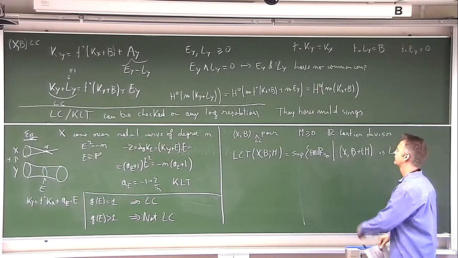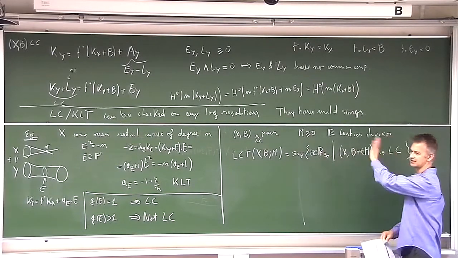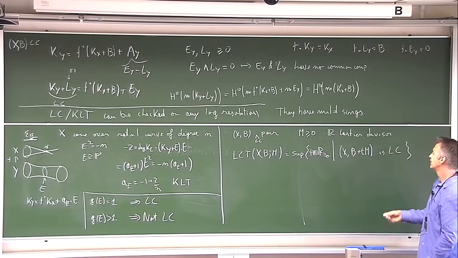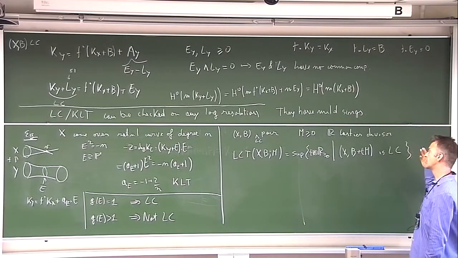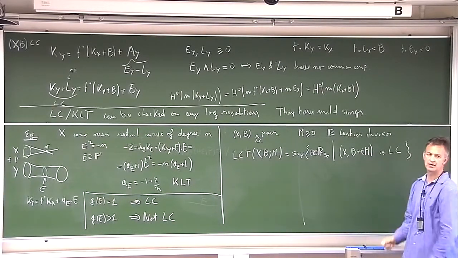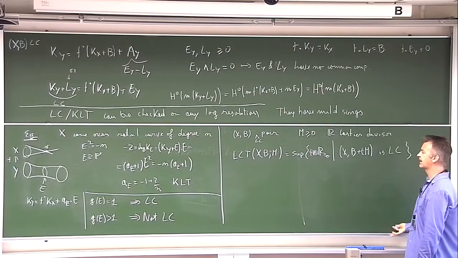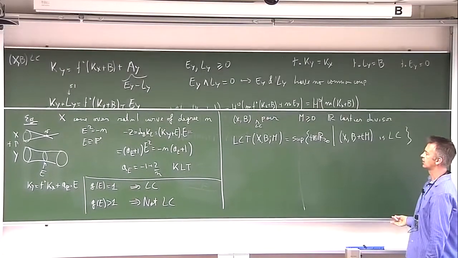So, okay, if I pick M to be 0, this is not interesting. Let's just assume that M is non-zero. Then for some sufficiently big value of t, it will be not log canonical, and there'll be a threshold, a maximum value of t where it is log canonical.